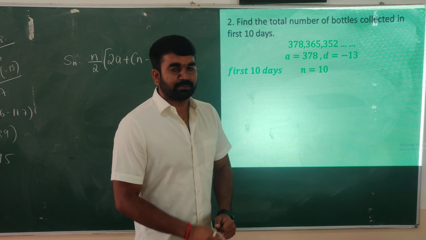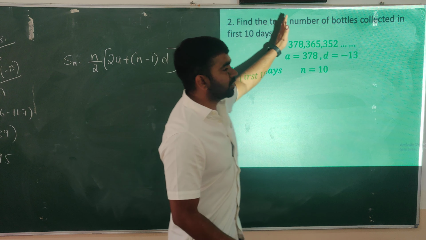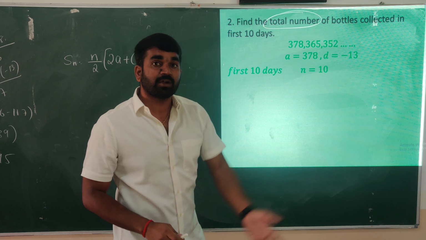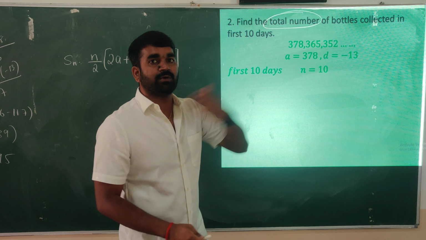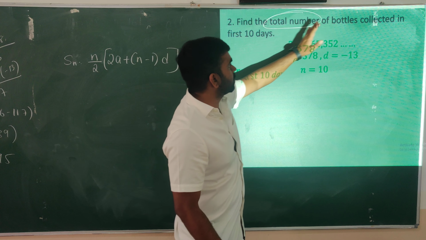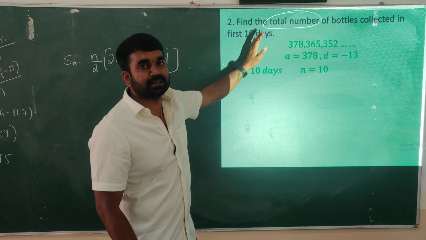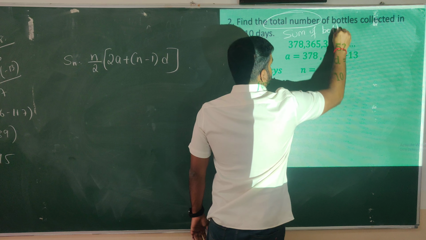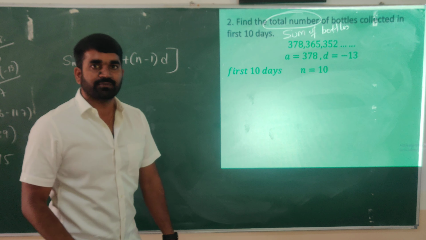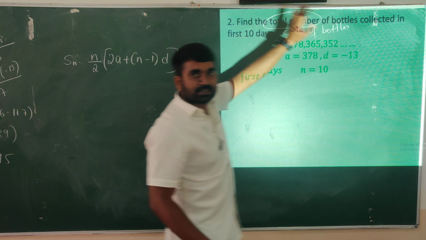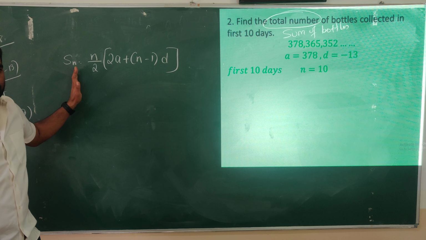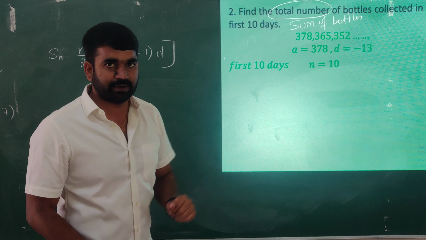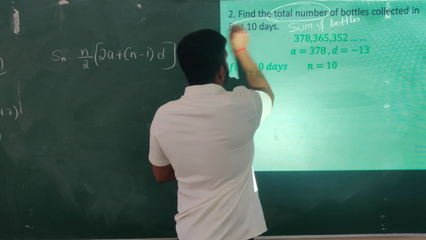In the next sub question, that is the second sub question, we have to find the total number of bottles, not the number of bottles. Number of bottles means what we solved in the previous problem. Total number of bottles collected in the first 10 days: we have to calculate the sum of bottles collected on the first 10 days. Sum of bottles means we have to calculate Sn. An is different, Sn is different. Number of bottles on the 25th day is A25. Total number of bottles on the first 10 days is S10.